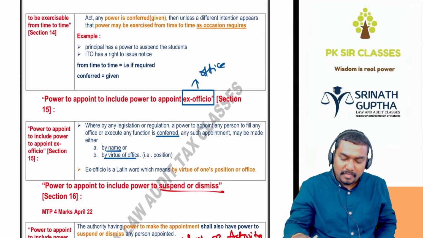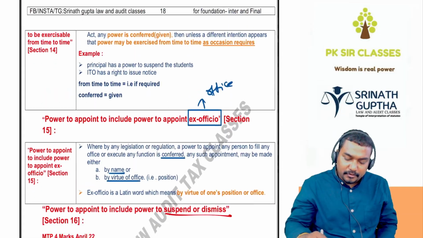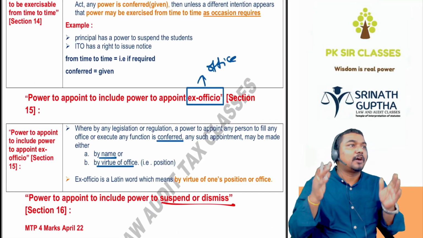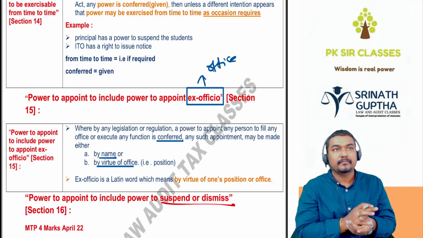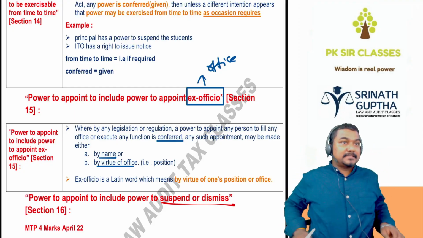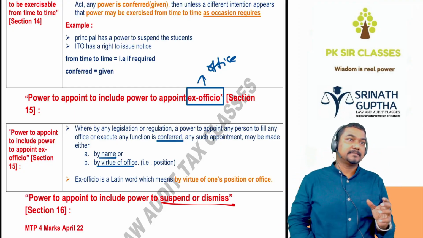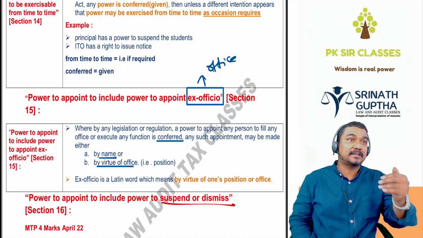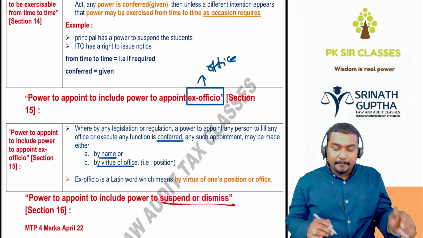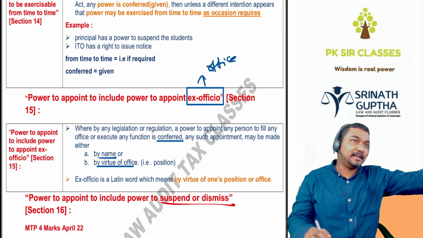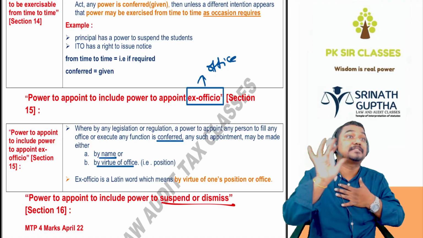Next, section 14. Power to appoint includes power to appoint ex officio. Ex officio means by virtue of the office. For example, principal's office, chairman's office, CMO, Chief Minister's office, PMO, Prime Minister's office, collector's office. You know that. So being the CM, I have a right to appoint the collector, and I have a right to appoint the collector's office also.